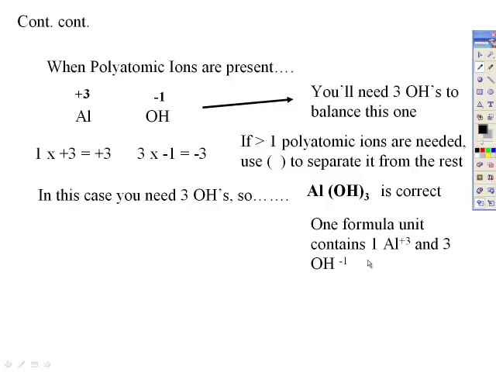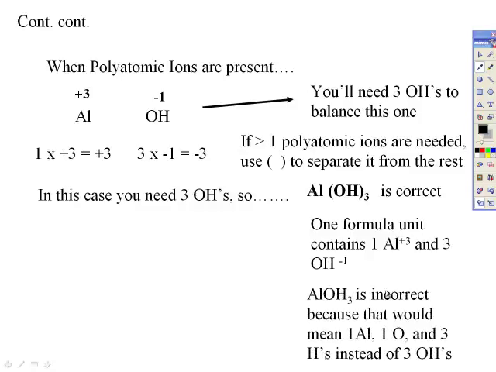So one formula unit is going to contain 1 aluminum cation and 3 hydroxide anions. And this is what we just said, that AlOH3 can't be right because it means 1 Al, 1 O, and 3 H's. What we really want to say is that we have 3 OHs.